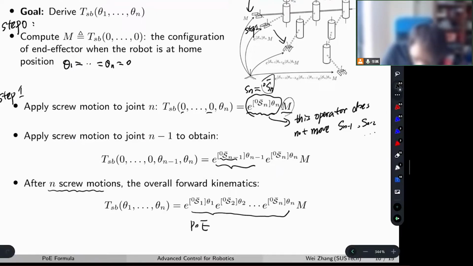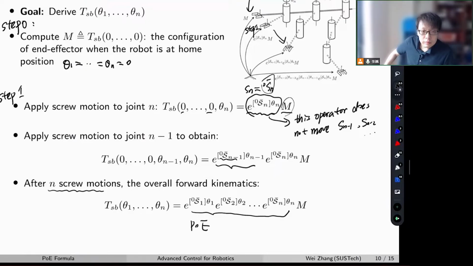This is the POE, product of exponentials, for forward kinematics. Let's summarize. Initially you select a home position, where all the joint variables are 0, maybe like this, my arm. Then you apply screw motion from the last joint. You rotate the last, my wrist here, and my elbow next. The key is that when you rotate your wrist, it doesn't change the screw axis of my elbow, so the same screw axis is still the same.